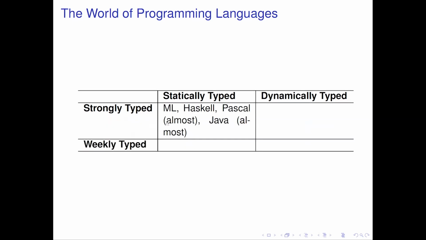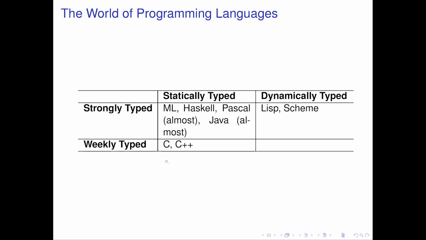Okay, so strongly typed, statically typed languages where you do compile time check of all the types. So ML, Haskell, Pascal and Java are almost strongly typed. Pascal and Java almost, because there are a few exceptions where you are allowed to run your program, or a few cases where you cannot do static type inference, static type checking. So for example, in Java, array bound check is dynamic.